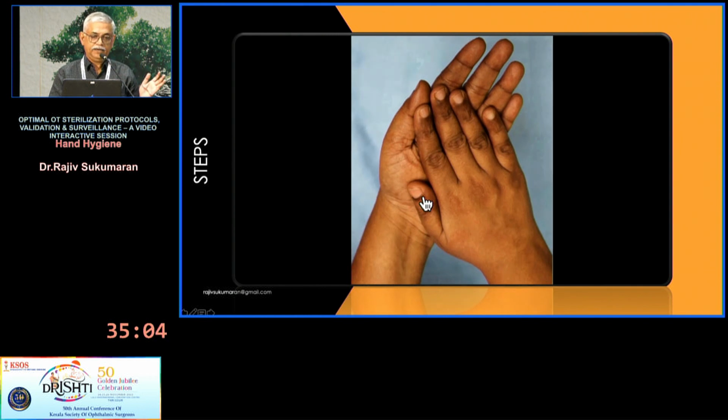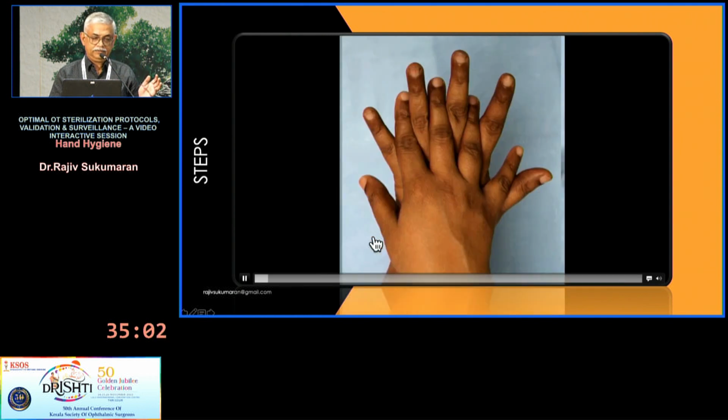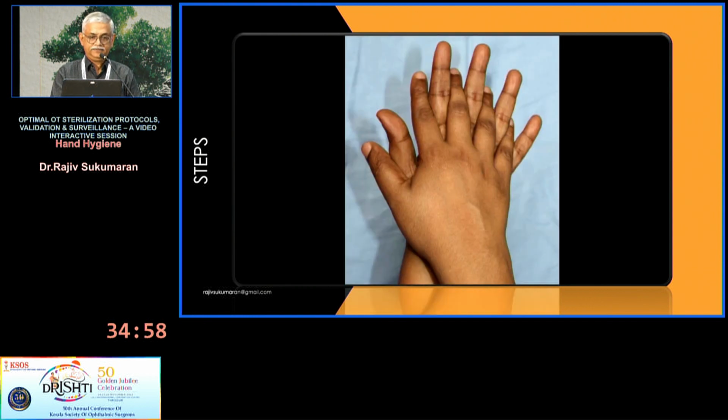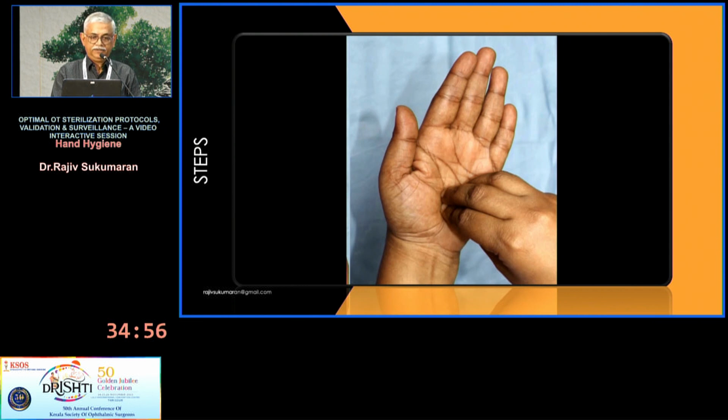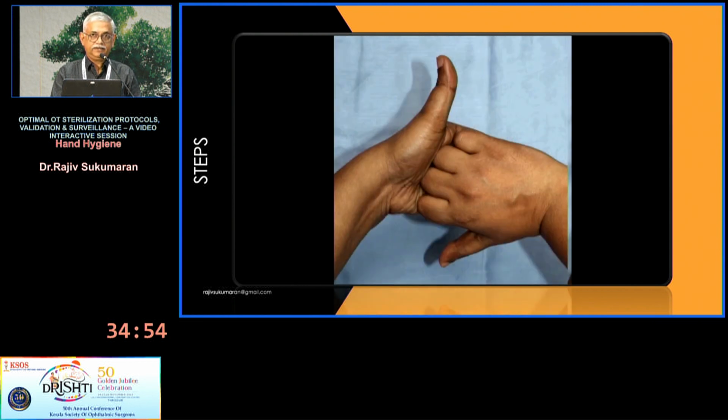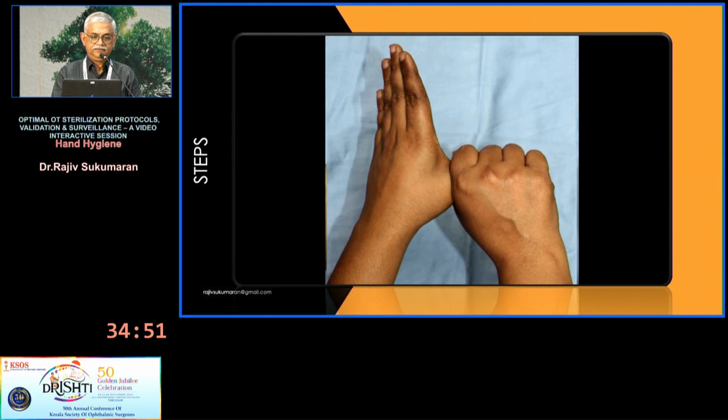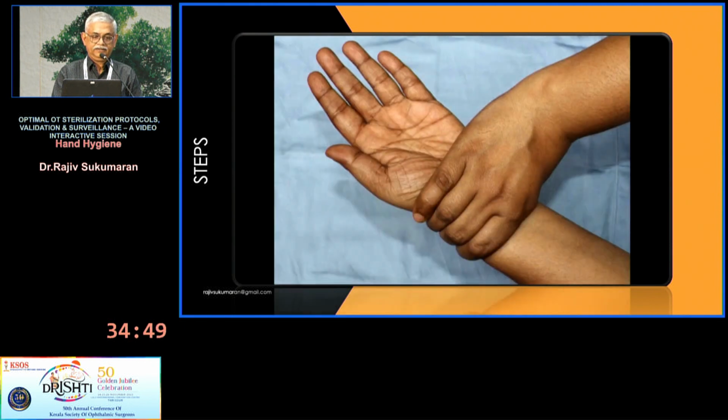This is palm to palm, then the dorsal surface, ventral surface, tip of the finger, knuckle, thumb, and the rest.